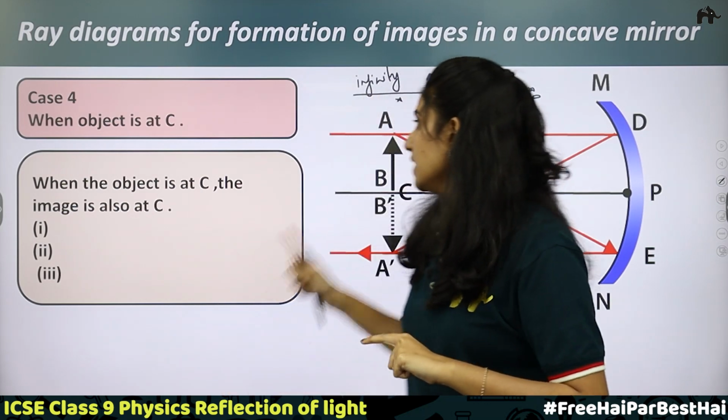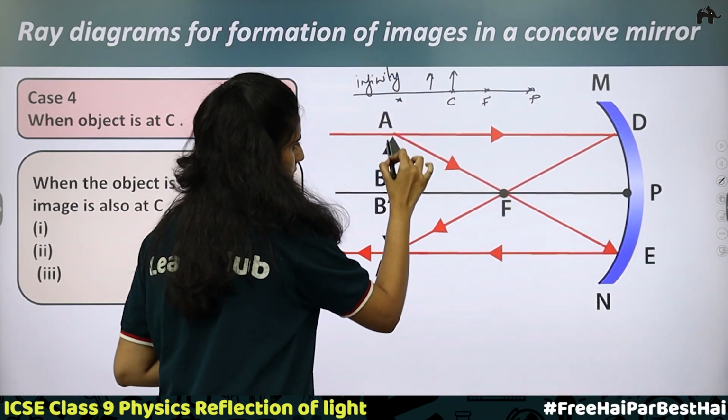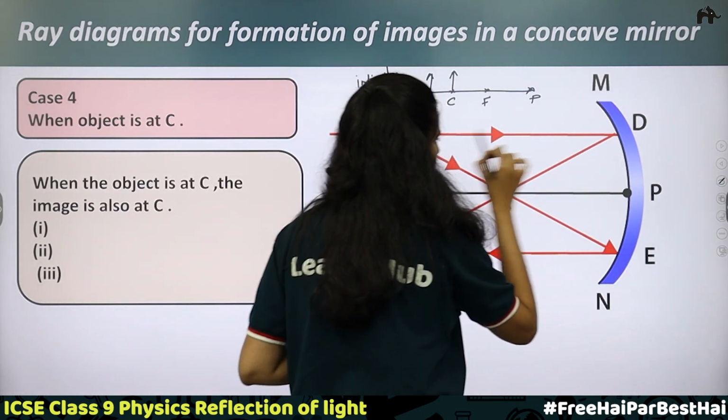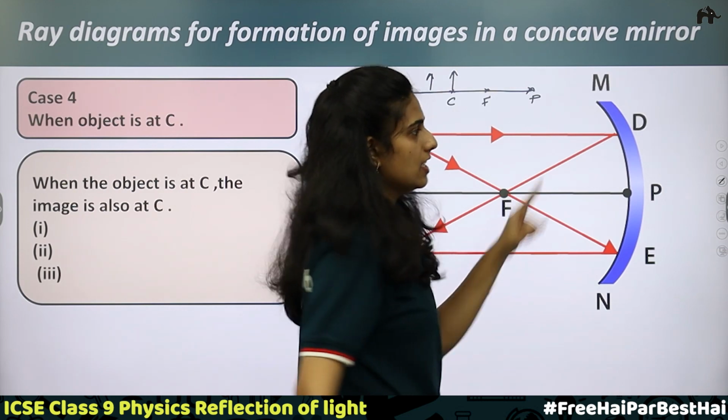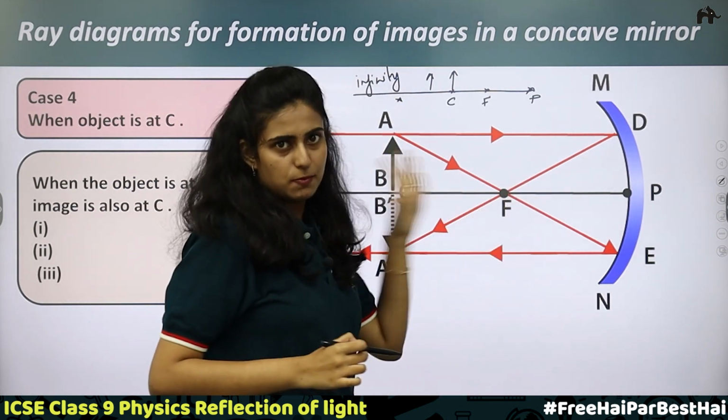Here the object is at the center of curvature. Object at the center of curvature. This is the object AB. First light ray is parallel to the principal axis. AD is the light ray, D is the point of incidence. After reflection, the light ray is passing through the principal focus.